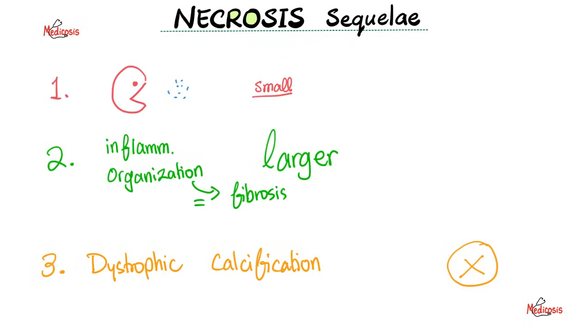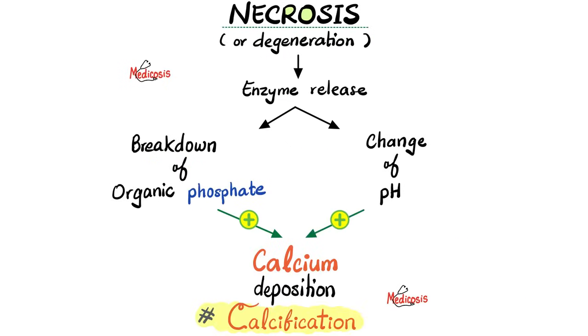So, if we have a small number of cells dead, we have phagocytosis. If we have a larger number of cells that died by necrosis, we will have inflammation and fibrosis. But if we cannot perform phagocytosis or inflammation and fibrosis, if we cannot clear the necrotic debris, guess what's going to happen? Dystrophic calcification. So what happens after necrosis or degeneration?